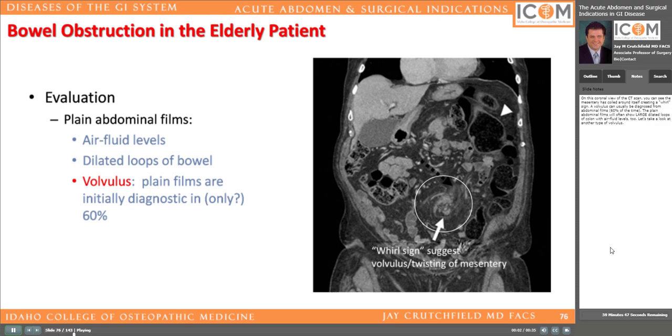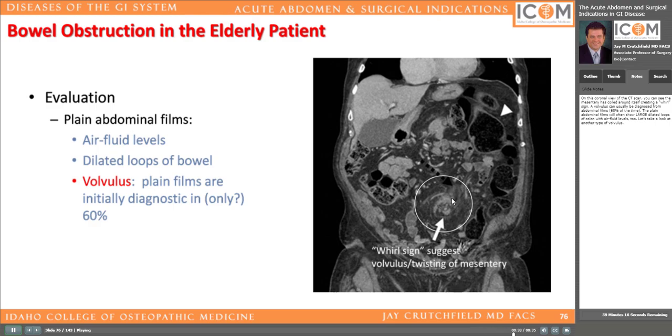In our evaluation of the elderly patient who presents with a possible bowel obstruction, we're very likely to obtain either plain films, CAT scans, or both. On this coronal view of the CT scan, we can see how the mesentery has coiled around itself, creating a whorl sign. A volvulus can usually be diagnosed from abdominal films about 60% of the time. The plain abdominal films will often show large, dilated loops of colon with air fluid levels too.